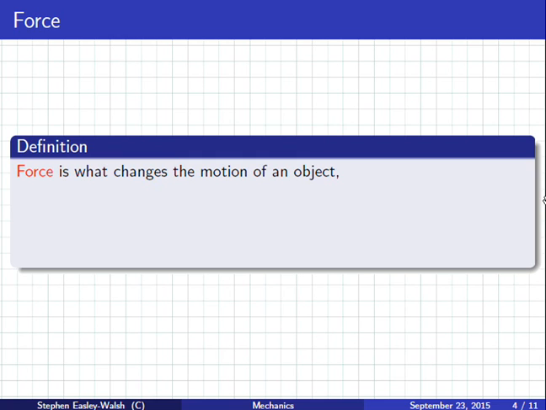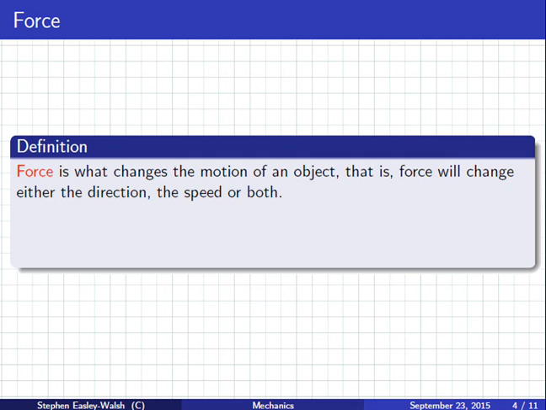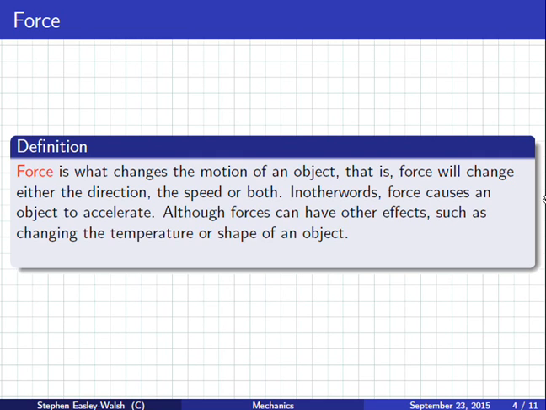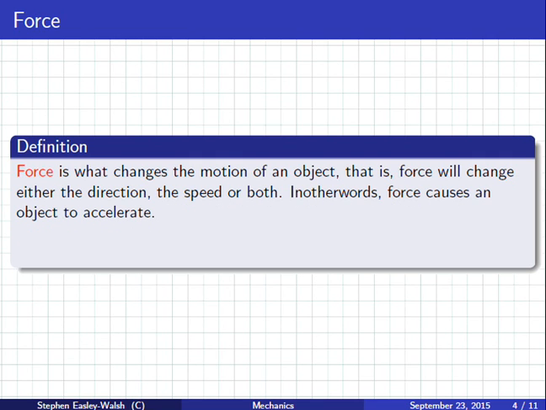So force is what changes the motion of an object. That is, force will change either the direction, the speed, or both. So let me put it to you simply. In other words, force is what makes something accelerate. So if something is accelerated, it's because of a force.